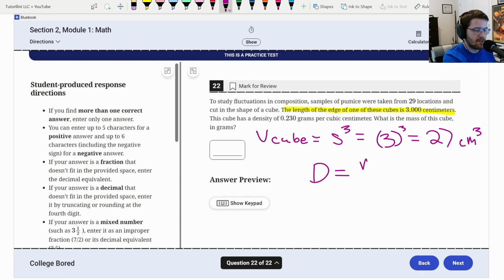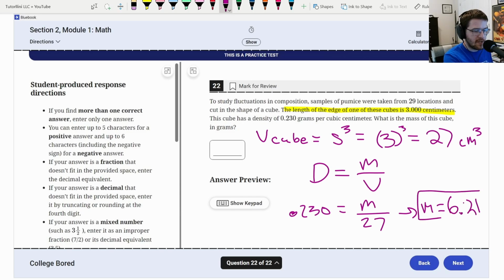Now you don't need to know this, but it's definitely helpful if you do. Density equals mass divided by volume. And I'm going to put the numbers in that they gave us. So they told us the density was 0.230, and we don't know the mass, and we figured out that the volume was 27. And all the units match, so I don't need to worry about that. So now I just need to multiply both sides by 27. And when I do that, I get m. 0.23 times 27 is 6.21. So the mass is 6.21 grams, and that is our answer.